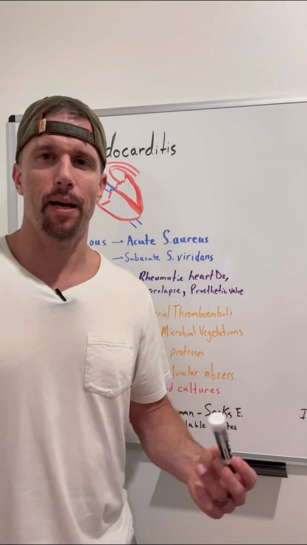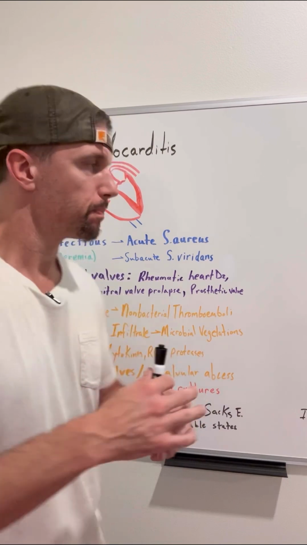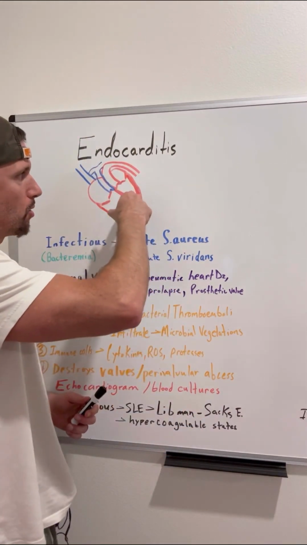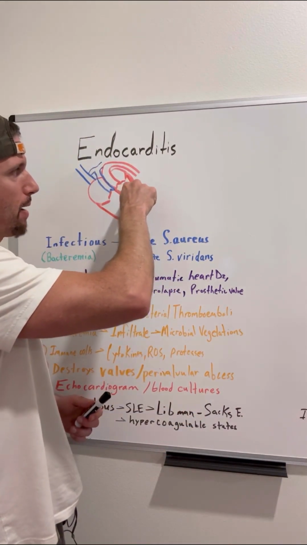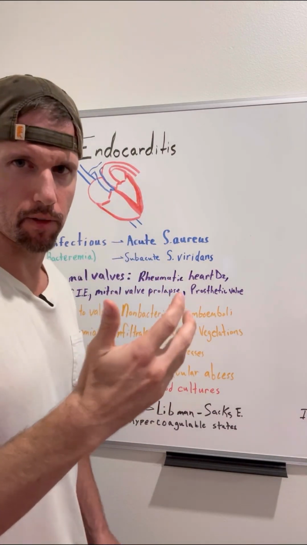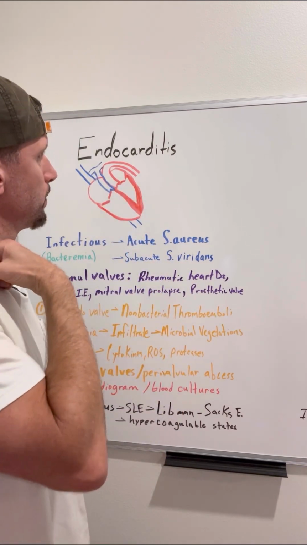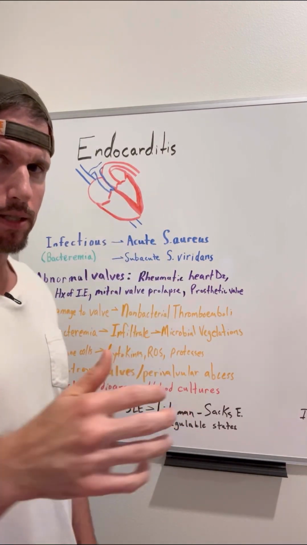In this video, we're going to talk about endocarditis. Endocarditis is inflammation of the endocardium. The inner part of the heart is called the endocardium. Then you have the myocardium just outside that, and then a fibrous connective tissue covering called the epicardium. The endocardium is what we're talking about here, and inflammation of that endocardium, especially the valves.